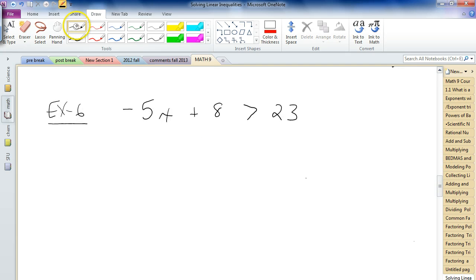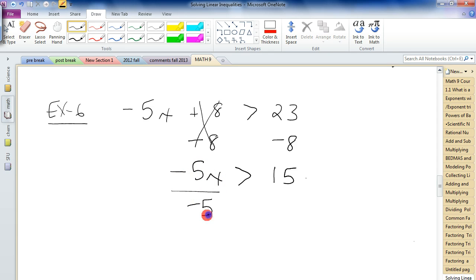How about this? X is being bugged by the plus 8 and then negative 5. So let's get rid of the plus 8 first. Remember SAMDEB? Get rid of the plus 8 first by minusing 8. The 8s are gone. You're left with negative 5x, and 23 minus 8 is 15. And now the x is being bugged by the negative 5 because the negative 5 is multiplying it. So we divide by negative 5. Oh! I said divide by negative 5. The alarm bell should go off.